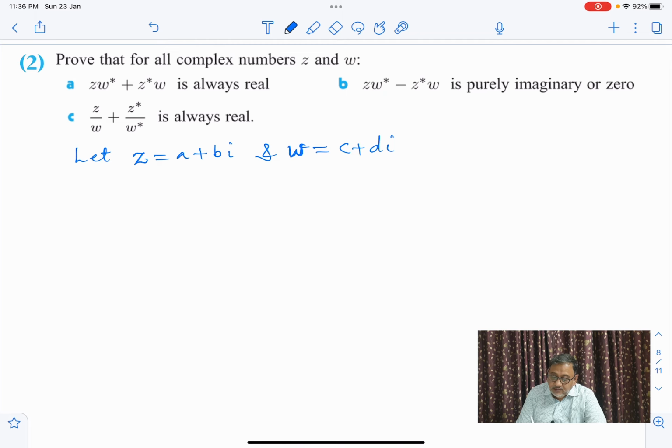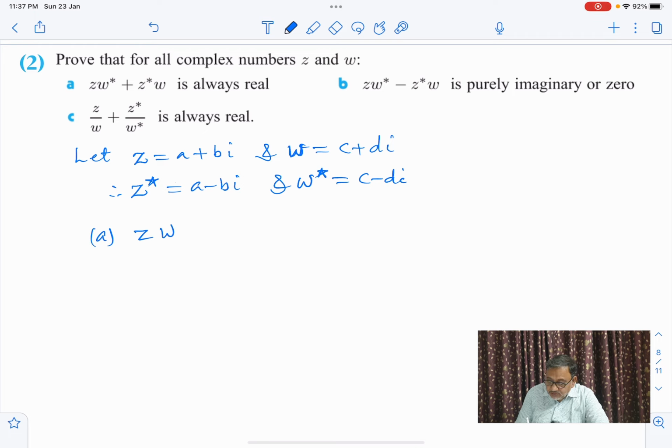This is W. So in part A, we will write Z into W conjugate plus... let me first write Z conjugate and W conjugate, then we will use it. Therefore Z conjugate is A minus Bi and W conjugate will be C minus Di. Okay. So first I will write it down. Now I will use it in part A.